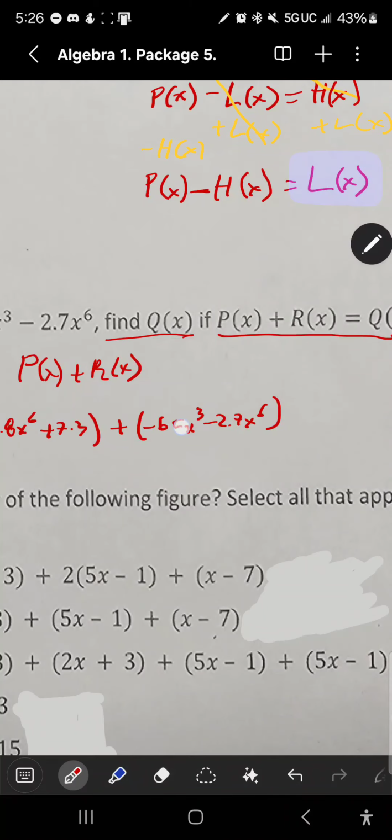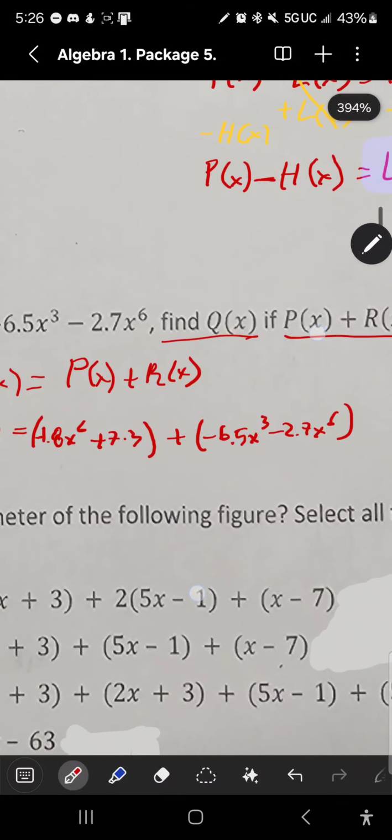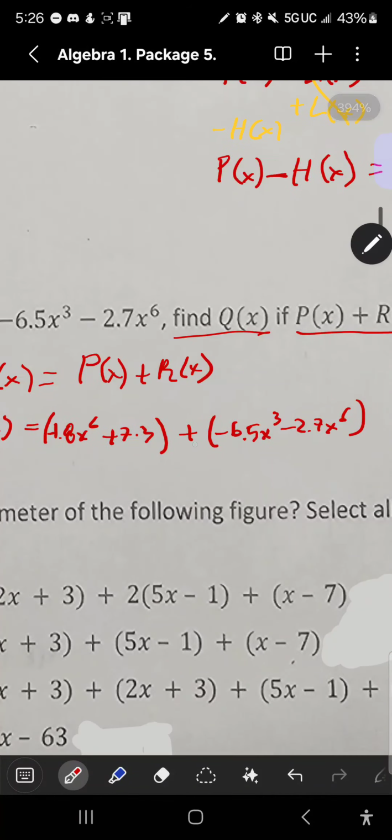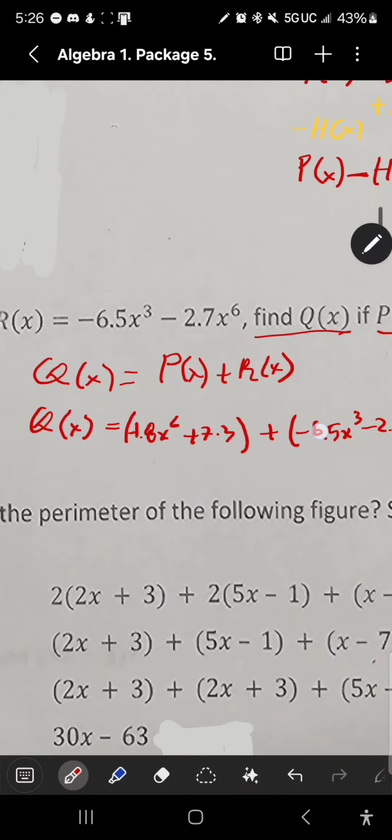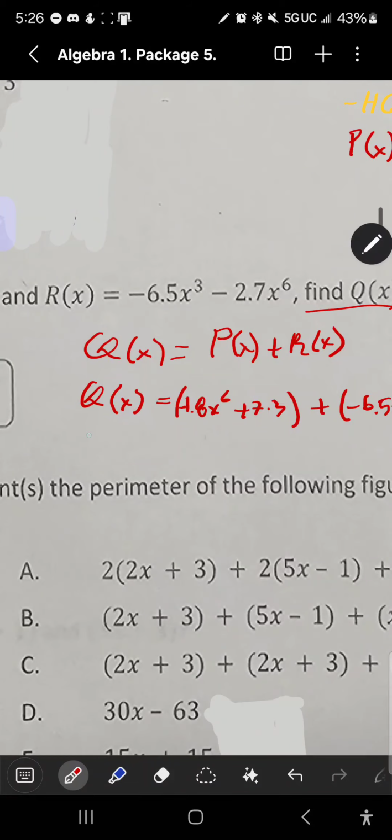And this is what we have. Let me write this better. Okay. Now, as I said before, here we have a positive sign. Positive sign means we don't need to change anything. We just give it the sign and take out the parentheses.